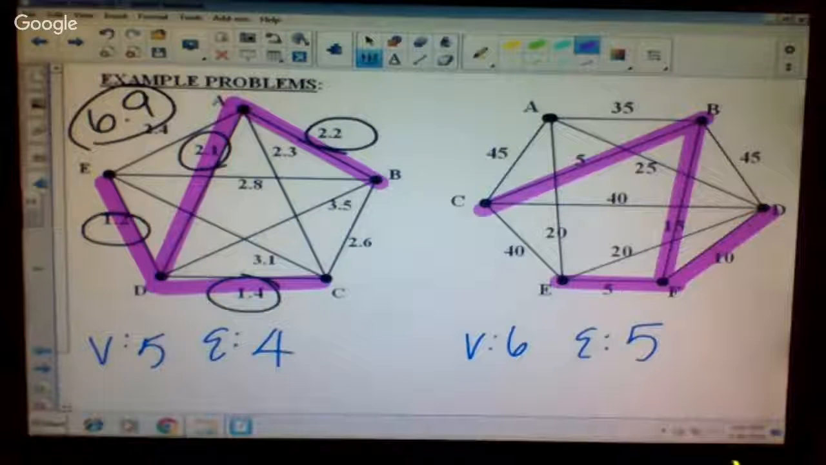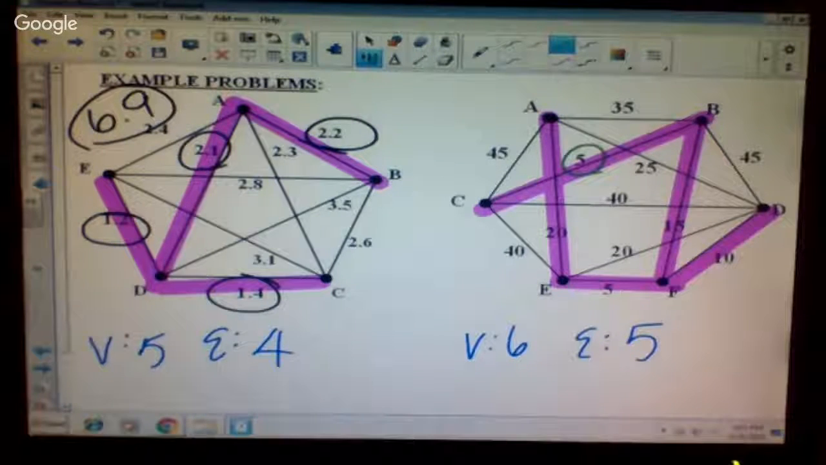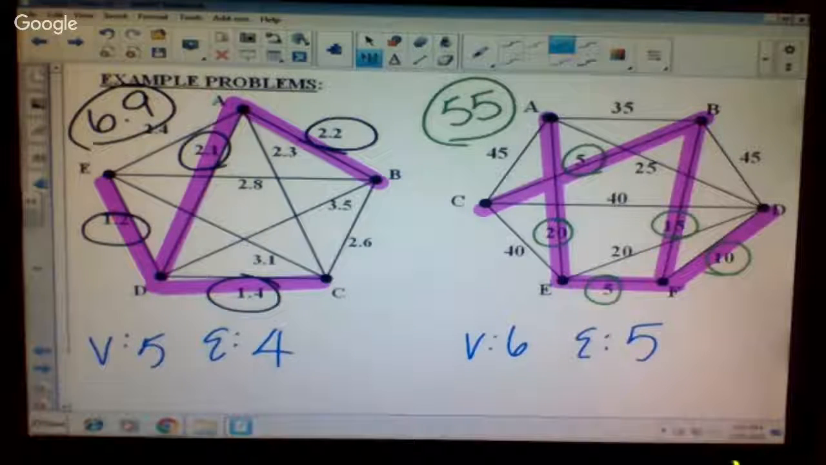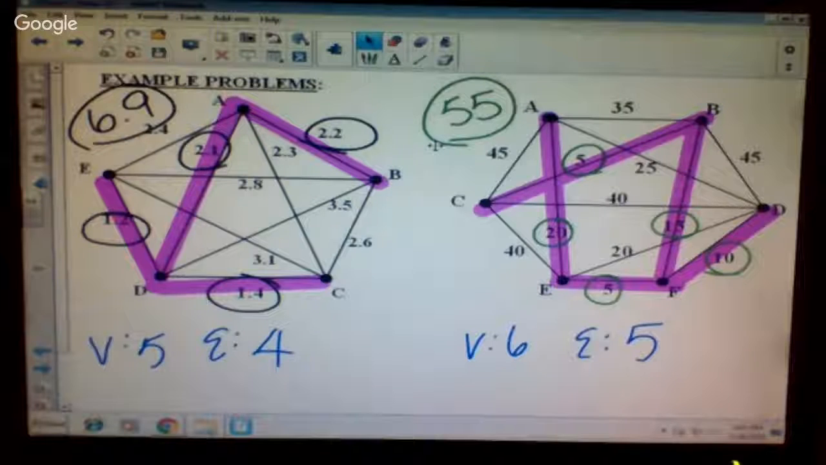Okay. Now you said 20. Which one though? A to E. Why can't I use E to D? It closes a circuit. Do we have 5 lines now? Yes. We're done. Add them up. Move on with your life. 5, 20, 15, 5, and 10. We did 5, 5, 5, 10, 15, and then the 20. Your MST has a weight of 55. Are there any questions from 7.1 to 7.3? No. Oh. Yes.